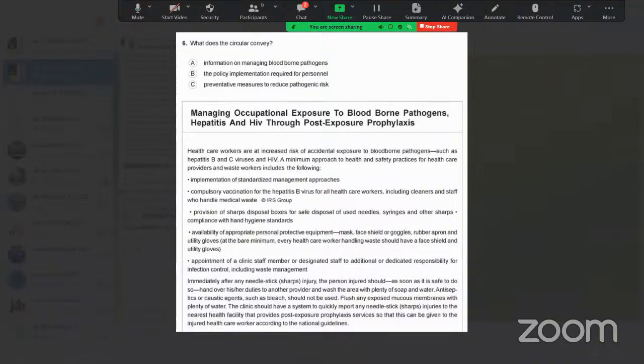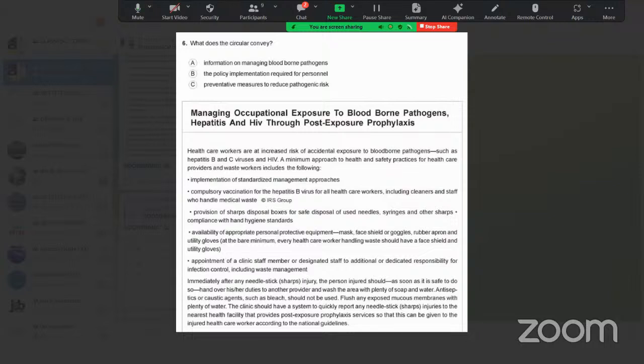What does the circular convey? Managing occupational exposure to bloodborne pathogens, hepatitis, and HIV through post-exposure prophylaxis. So what is that exactly? Healthcare workers are at increased risk of accidental exposure to bloodborne pathogens. So there is a chance you are exposed. Anything may happen. So prevention is better than cure. That's what he's telling.